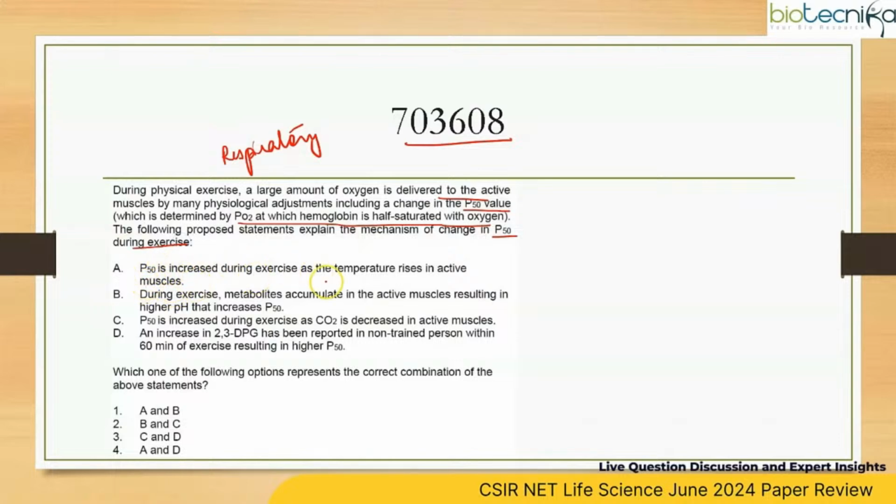A. P50 is increased during exercise as the temperature rises in active muscles. B. During exercise, metabolites accumulate in the active muscles, resulting in higher pH that increases P50. C. P50 is increased during exercise as CO2 is decreased in active muscles. D. An increase in 2,3-DPG has been reported in non-trained persons within 60 minutes of exercise, resulting in higher P50. So you all can try and tell me which of the following options represent the correct combination? We have to find the correct statements over here.